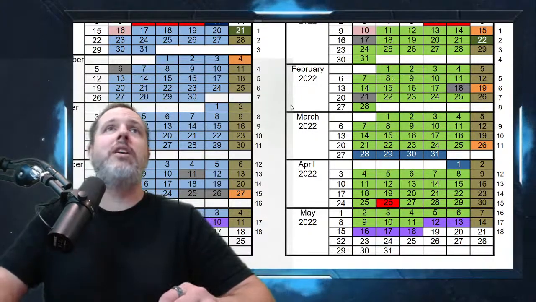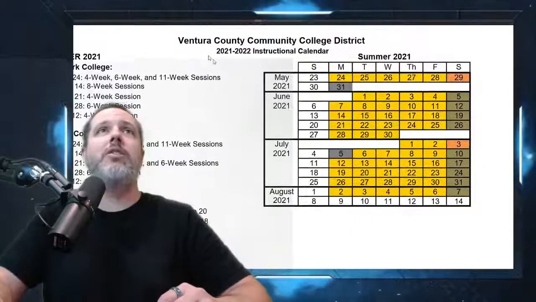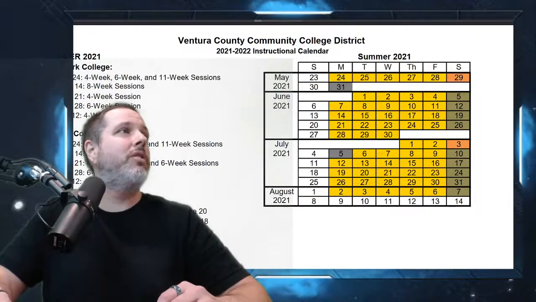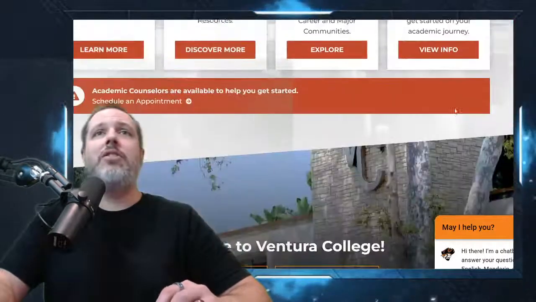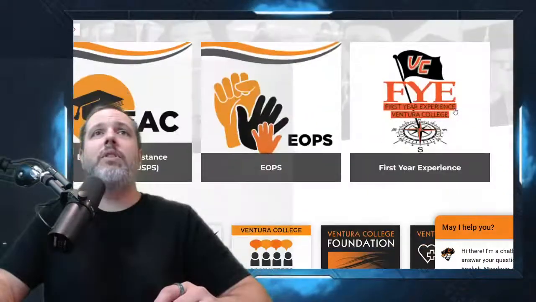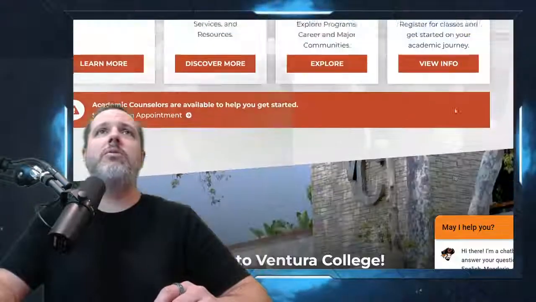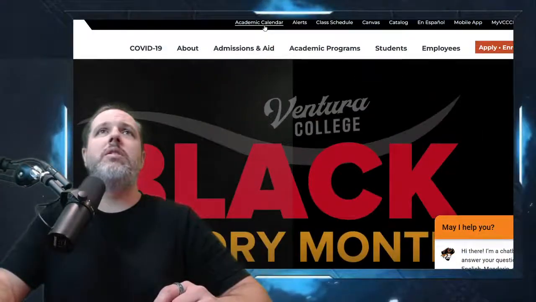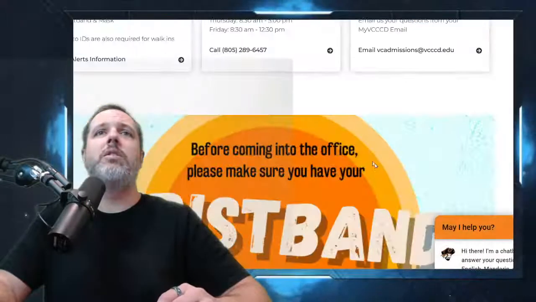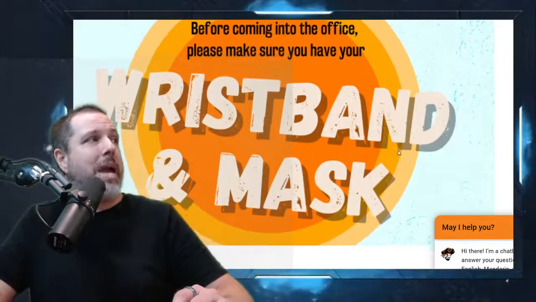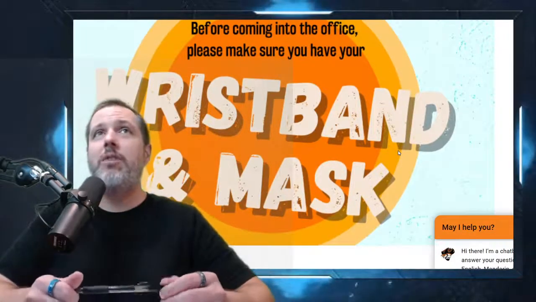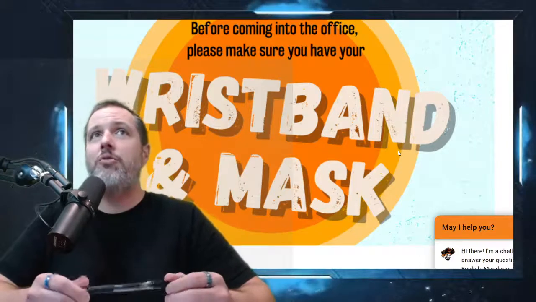They even have at the top of this page, right? I'm thinking of the previous page. This one over here, it's even got the, or did they change it? Oh, they changed. Did they? Let's see. Oh, no, here it is. Wristband and mask, right? You see huge lettering. Before coming into your office, please make sure you have your wristband and mask.